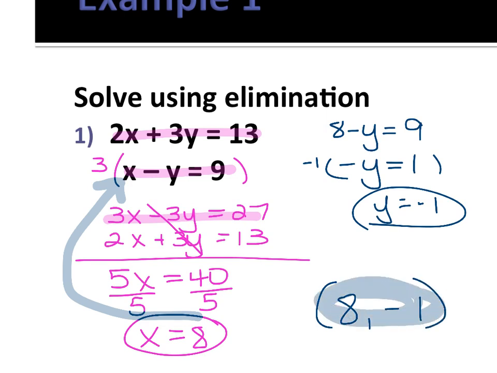Again, these are easy to check. You could take that solution and plug it back into both equations, and it should work for both.